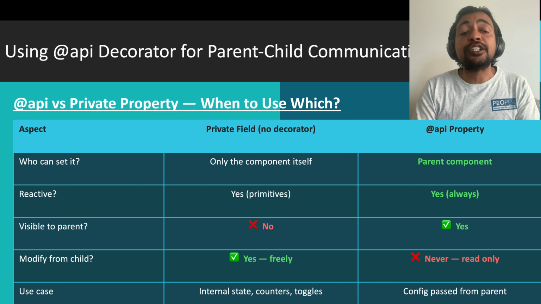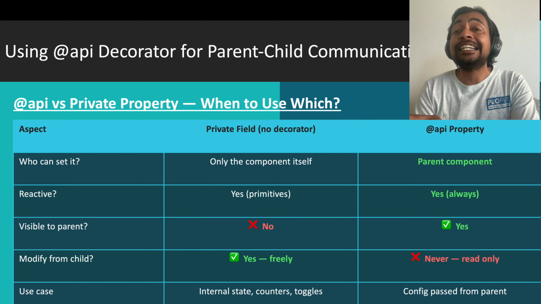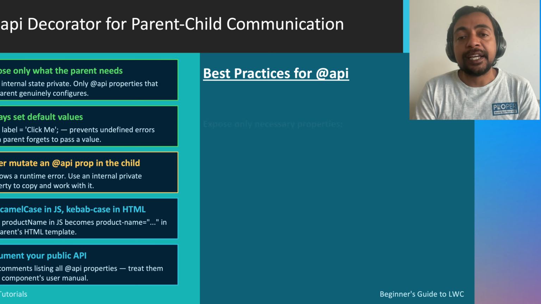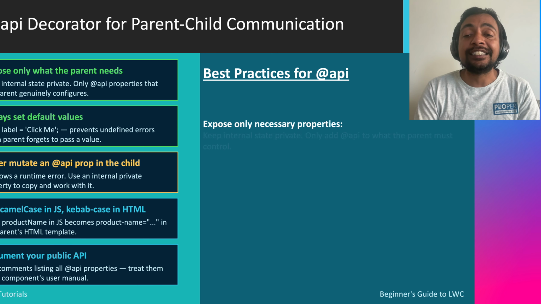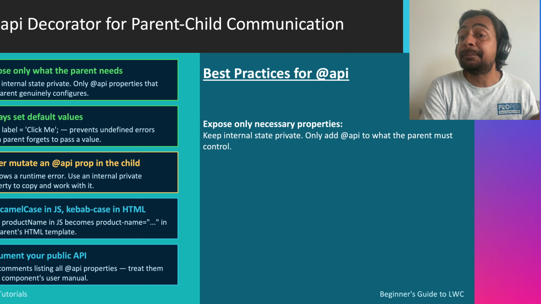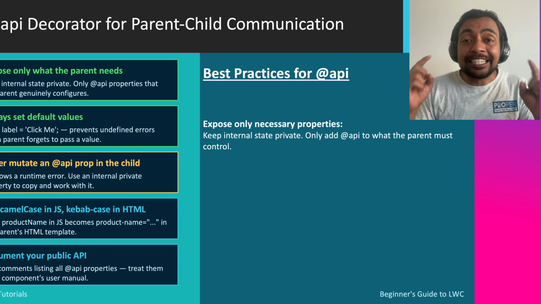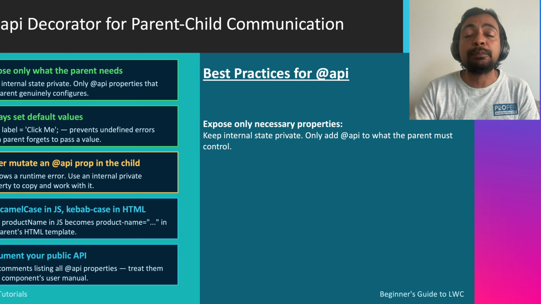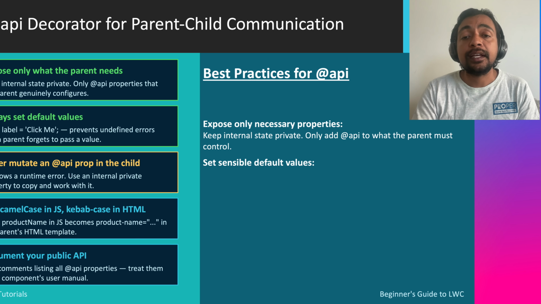So always think of @api as the component's public contract, which exposes only what the parent needs to configure. Now, best practices for @api. Expose only necessary properties, so keep internal state private. I'm telling you again and again, keep that in your mind: if you want any state to be internal, make it private. Don't expose it with @api.